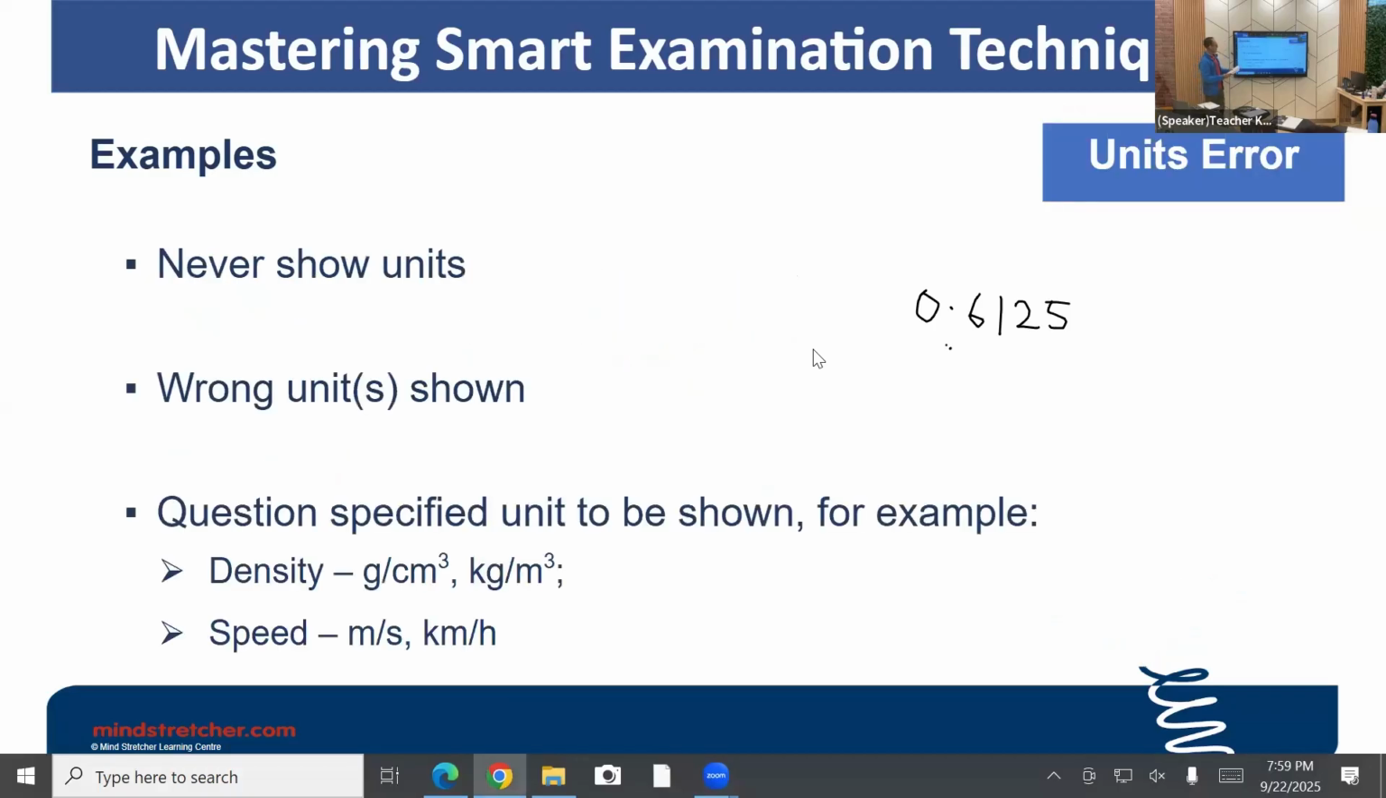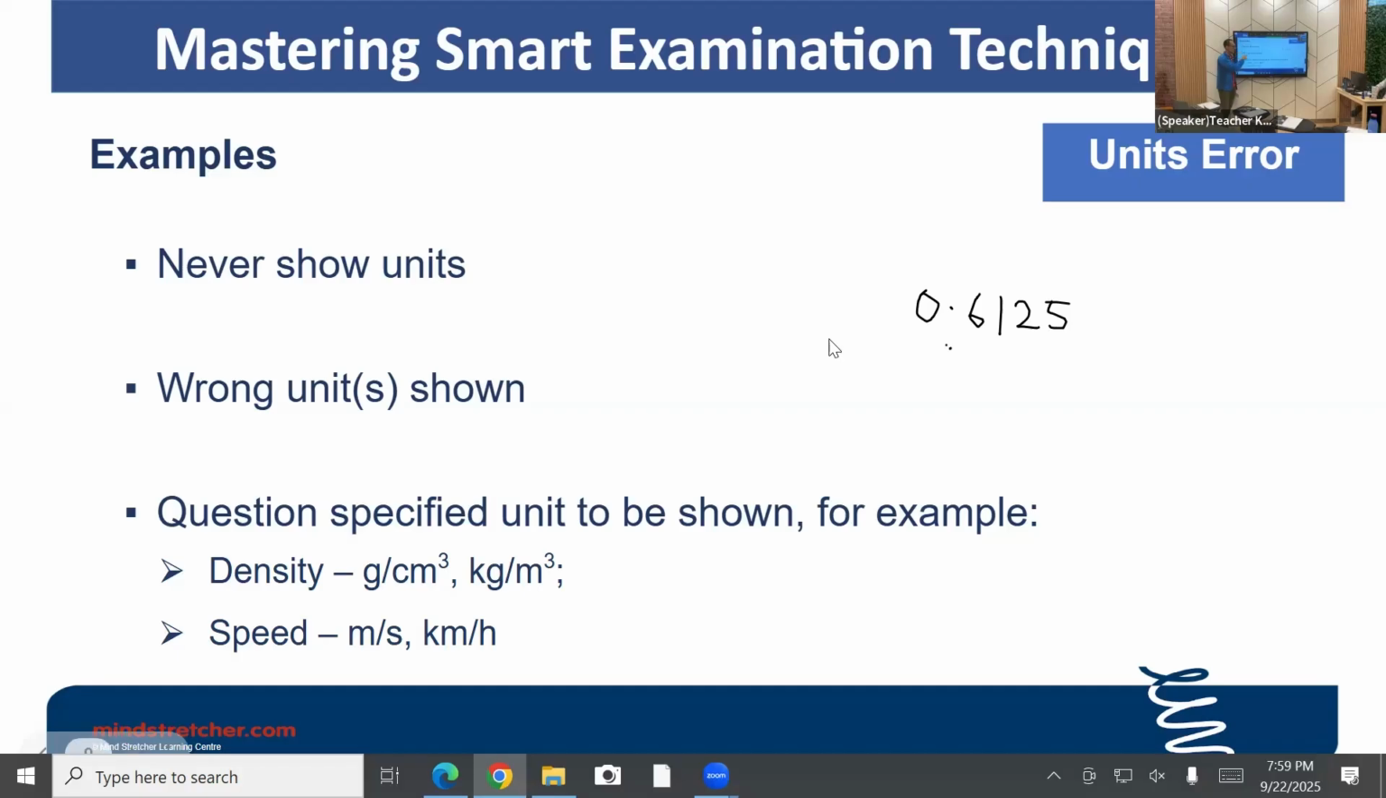Okay, then the next one is units, which I mentioned at the very beginning, about never showing your units. It is quite a common error where you start to work on the question, and at the end of it you already have the numbers and values, then you just skip and go to the next page. But you forgot about having the units written, right? Or a case where wrong units are given.